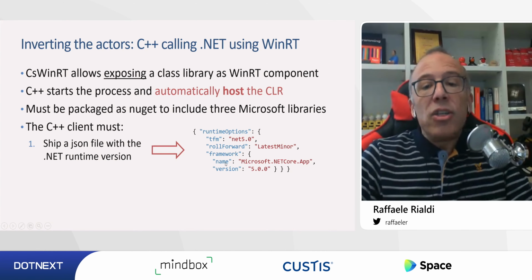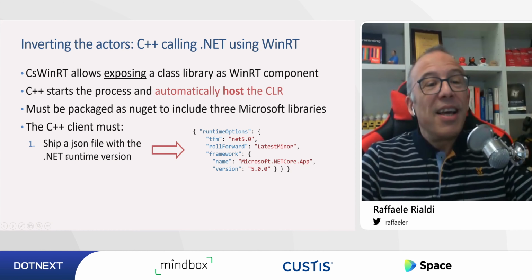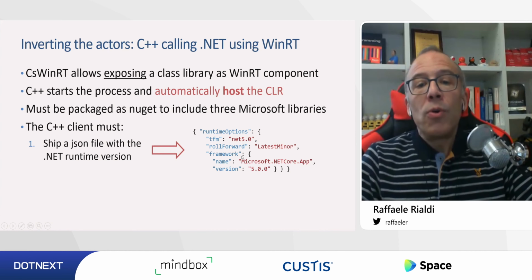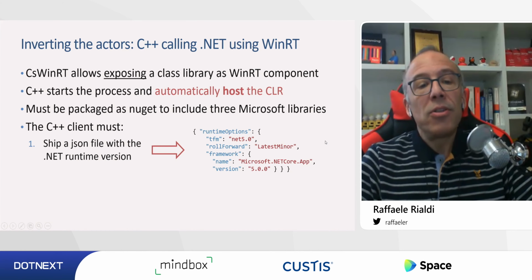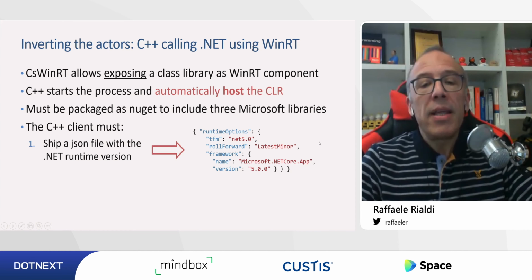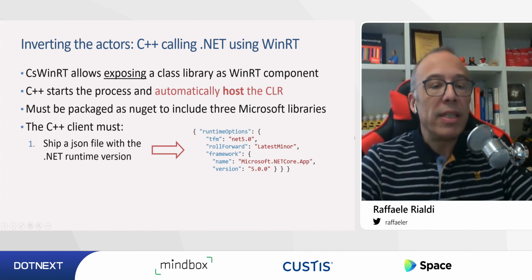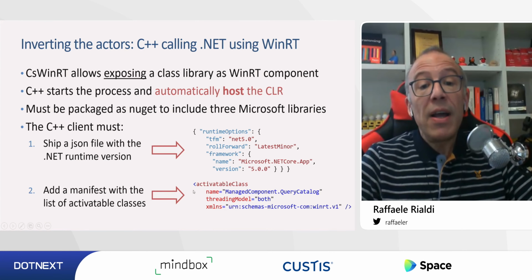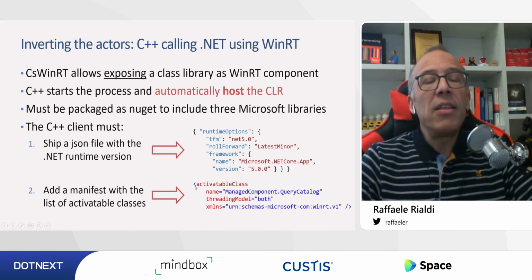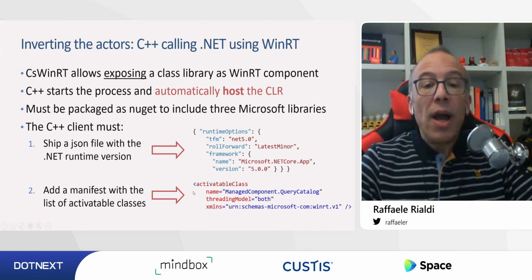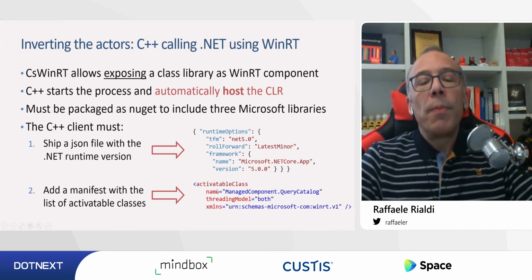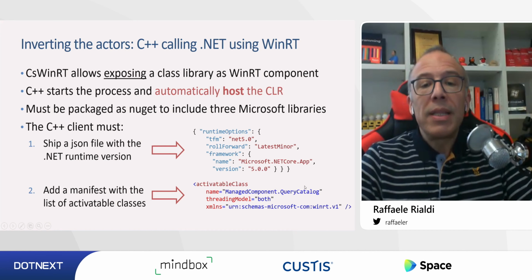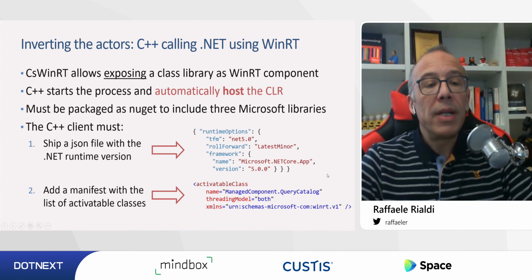And this is the file, which I shrunk a little bit, in JSON, that tells those DLLs that you bring around how to start up .NET. You can also give many other options about the GC and a few others. Also, you have to add a manifest to specify the entry points, the equivalent of main, let's say, but for components. So you have to specify which is a component. And the component, in our case, is QueryCatalog, but can be many others. You can put multiple components there.